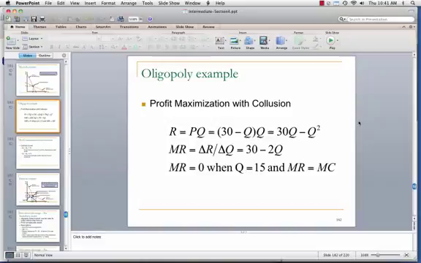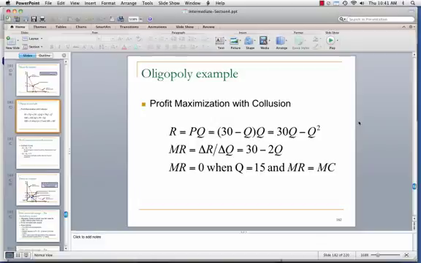Okay, so when we have to think about collusion, collusion would mean that the firms are basically going to cooperate with one another. The result that we should be expecting is that the firms will produce less in an attempt to capture more profit.